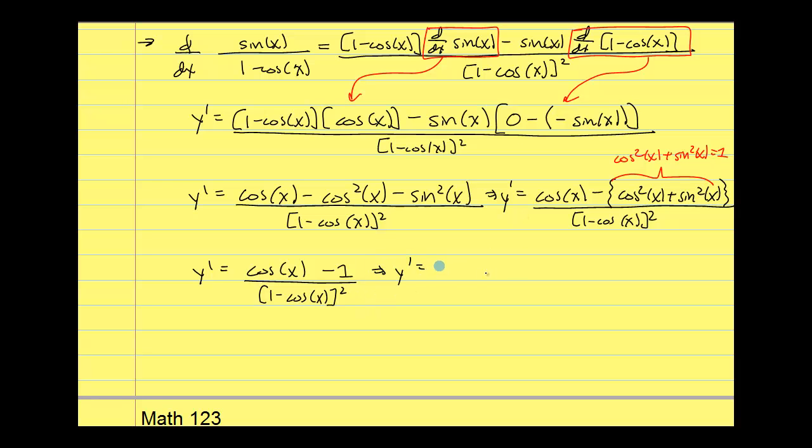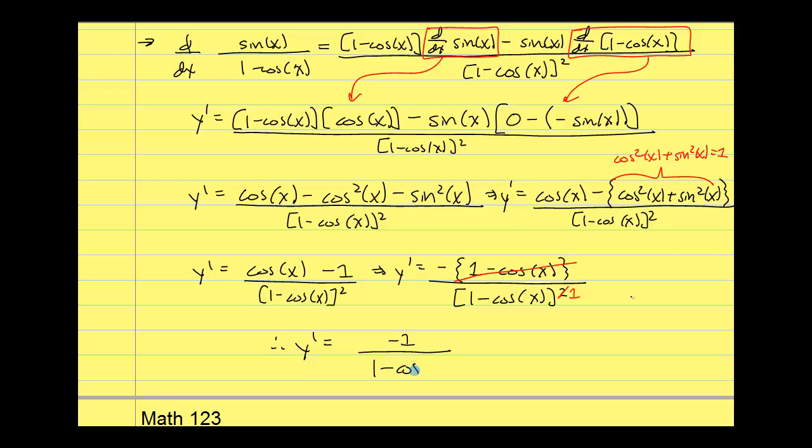So what I'm going to do is factor out a negative in the numerator, and I'll be left with 1 minus cosine of x. And then if you notice, I have the same exact factor in the denominator, and I can do some canceling. So I can cancel this entire factor with one of these factors, and I'm left with a negative 1 in my numerator. So my first derivative is equal to a negative 1 in my numerator, all over 1 minus cosine of x. That's my derivative.